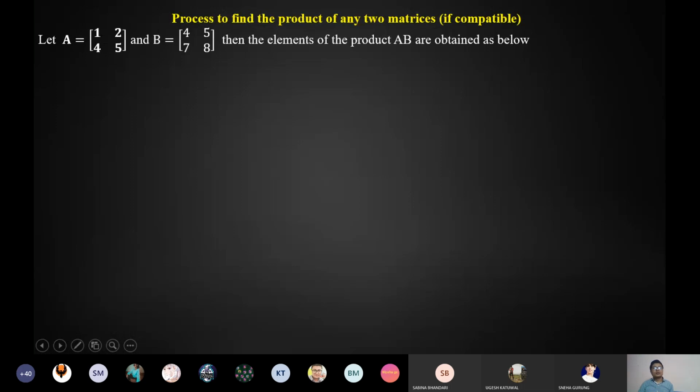Just write it fast. Let A is equal to 1, 2, 4, 5 and B is equal to 4, 5, 7, 8. Then the elements of the product AB are obtained as follows. I am not discussing BA here, I am discussing AB. The order is very important, whether it is AB or BA. So AB is equal to, I know this is compatible. I am not discussing the compatibility of the product here. This is compatible, we can check it here. This order is 2 by 2, its order is also 2 by 2. These two and these two are the same, so we can say that the product of these matrices exists.